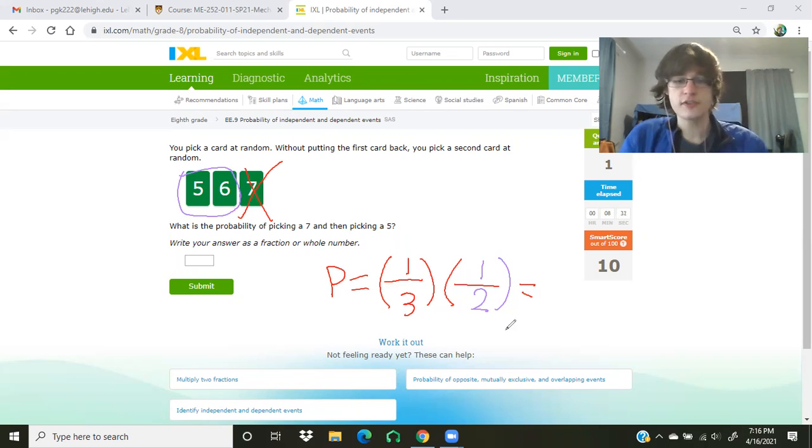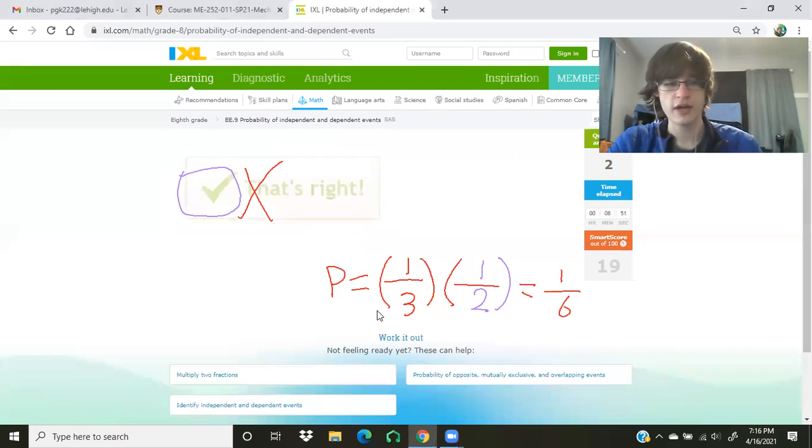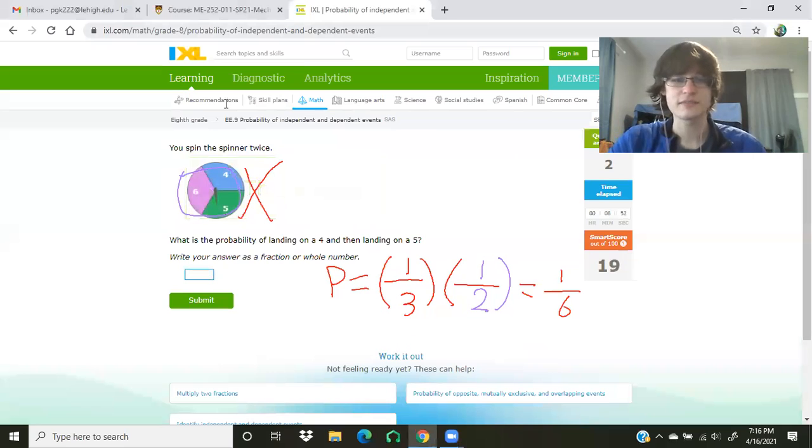So, just to finish off the problem here, we multiply the top. If you multiply, you get 1, and if you multiply the bottom, you get 6, and you get 1/6. Excuse me, pardon me for that mistake. And then it asks to write it as a fraction or a whole number. Well, we don't have a whole number, so we have a fraction. So let's see if 1/6 is correct. And it is. Fantastic.